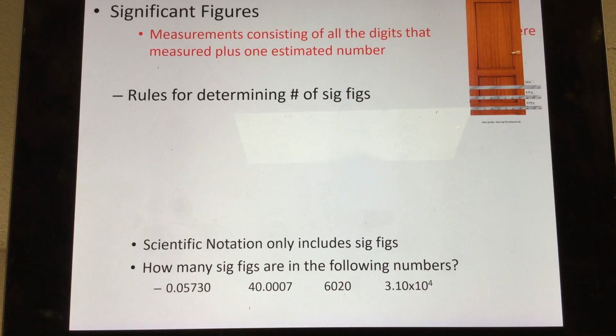So Sig Figs represent a measurement consisting of all of the digits that are actually measured plus an estimated digit. Oops, sorry. Let me go back. So as you can see over here on this picture of the door, there we go.